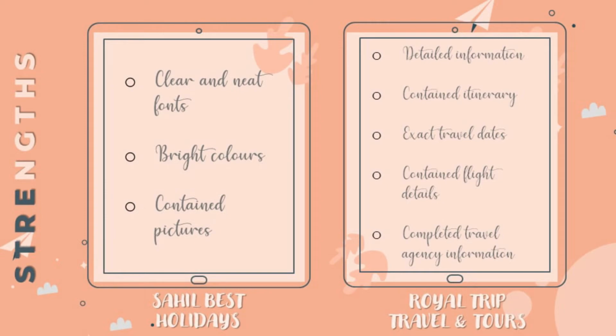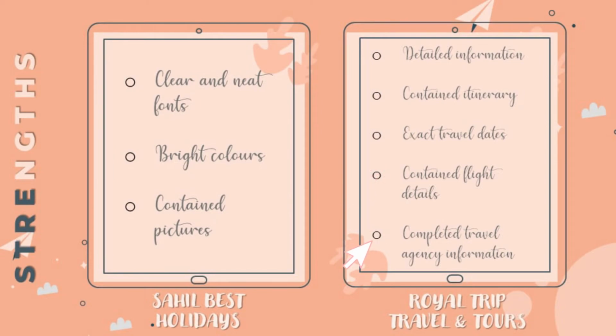thing. Next, for the international brochure, Royal Trip Travel and Tours did a great job with their detailed and complete information. With only a glimpse at the brochure, the travelers can imagine the places that they are going to explore, and it can also save the travelers' time. Next, there are also exact travel dates provided that will ease the travelers in booking or making plans beforehand. They also stated the flight names and details. This will be super convenient for the travelers to know what transportation they will be using for the trip.